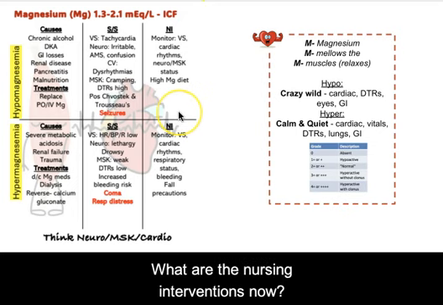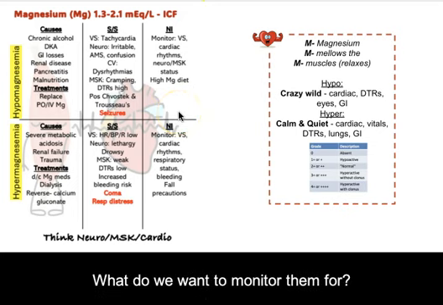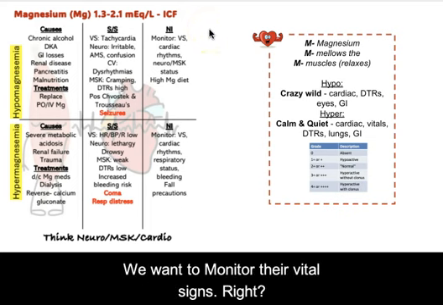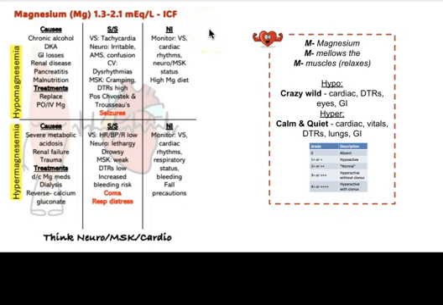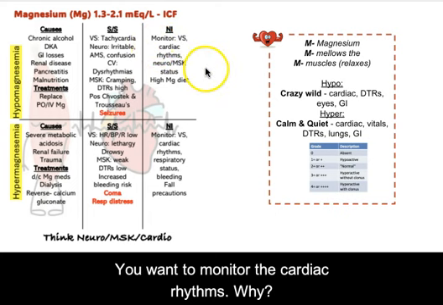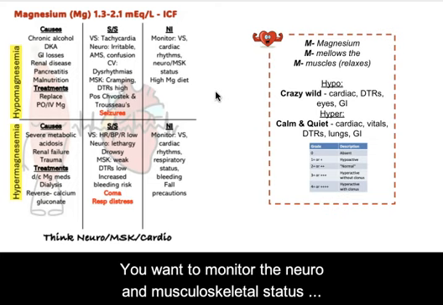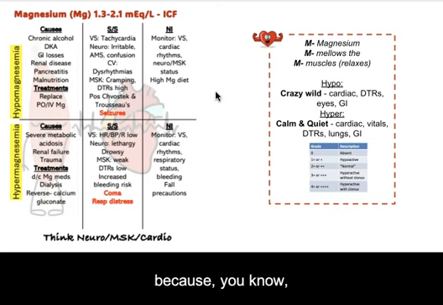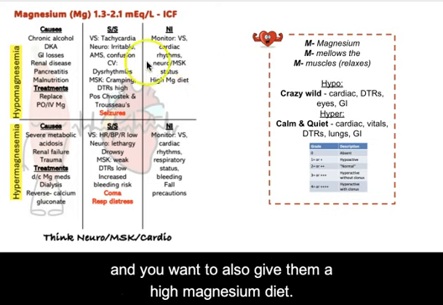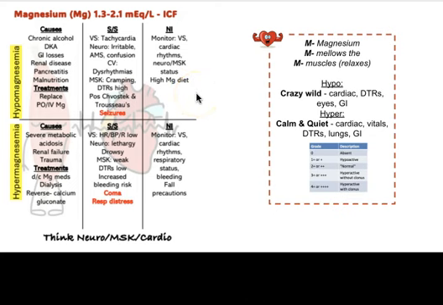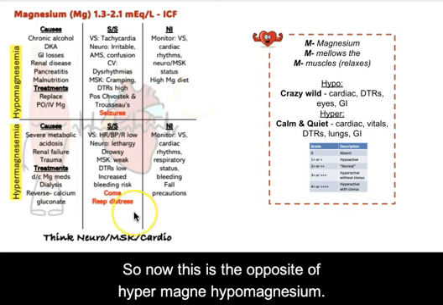What are the nursing interventions? Now, what do we want to monitor them for? We want to monitor their vital signs, right? Because they have tachycardia. You want to monitor the cardiac rhythms. Why? Because it causes dysrhythmias, right? You want to monitor their neuro and musculoskeletal status, and you want to also give them a high magnesium diet.